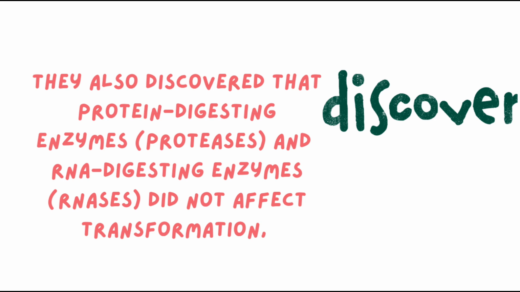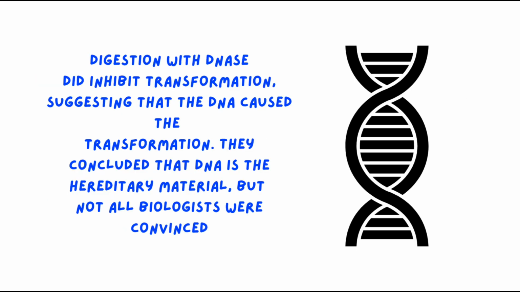They also discovered that the protein-digesting enzyme protease and the RNA-digesting enzyme RNase did not affect the transformation. So the transforming substance was not a protein or RNA. Digestion with DNase did inhibit the transformation, suggesting that DNA caused the transformation, and they concluded that DNA is the hereditary material, but not all biologists were convinced.